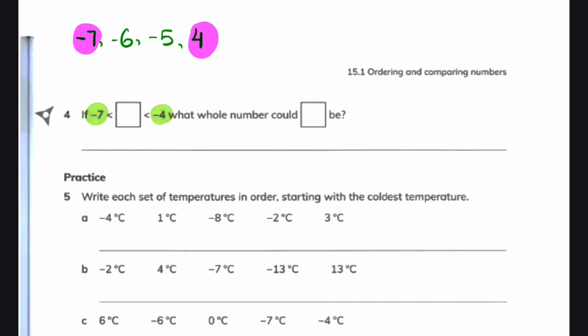So I can use any number from these. In this situation we have only two numbers, but if you have more than two numbers, you can write one number. So you can choose any number, it will be a correct answer. If you write -6, it's fine. If you write -5, it's also correct.